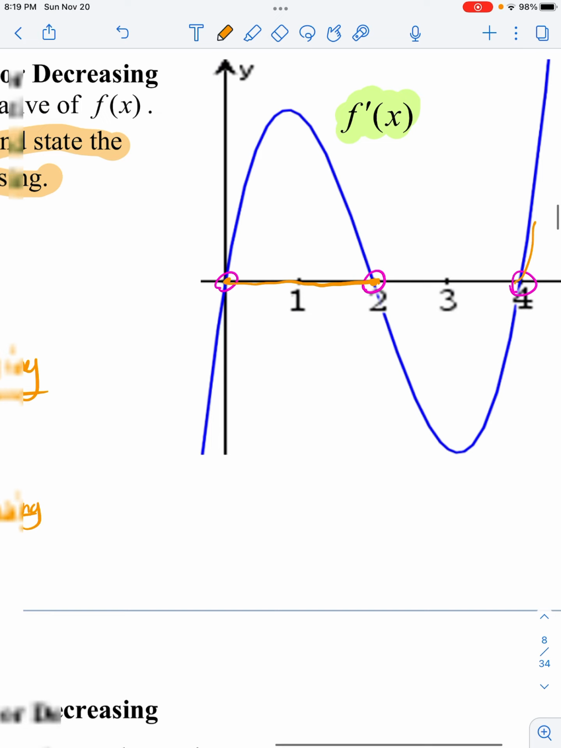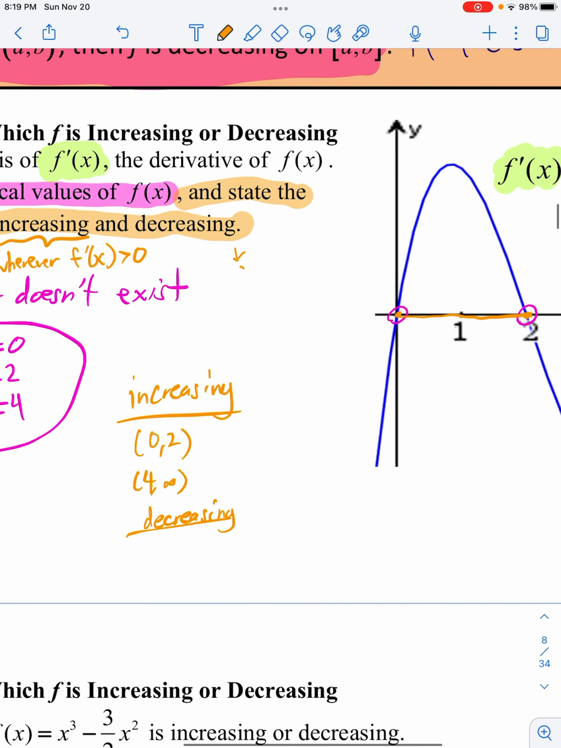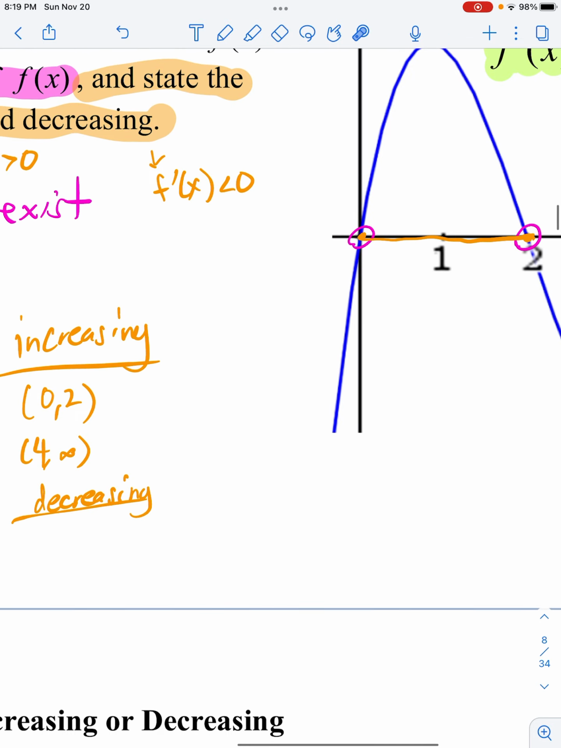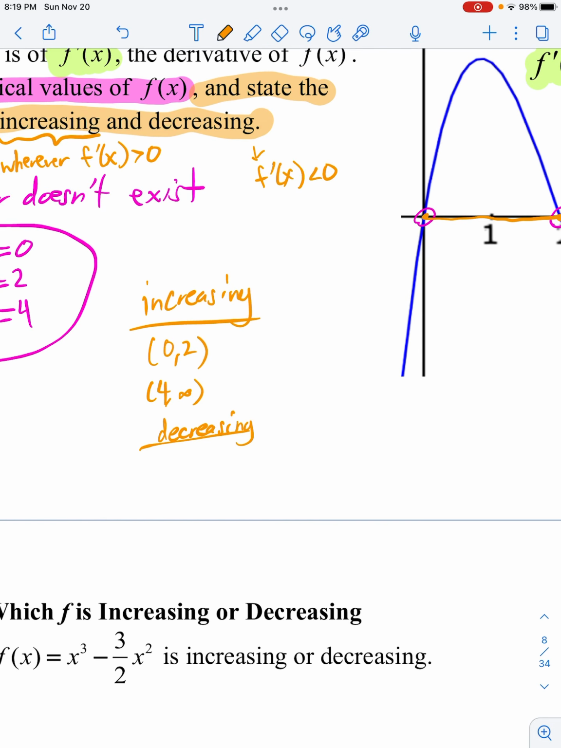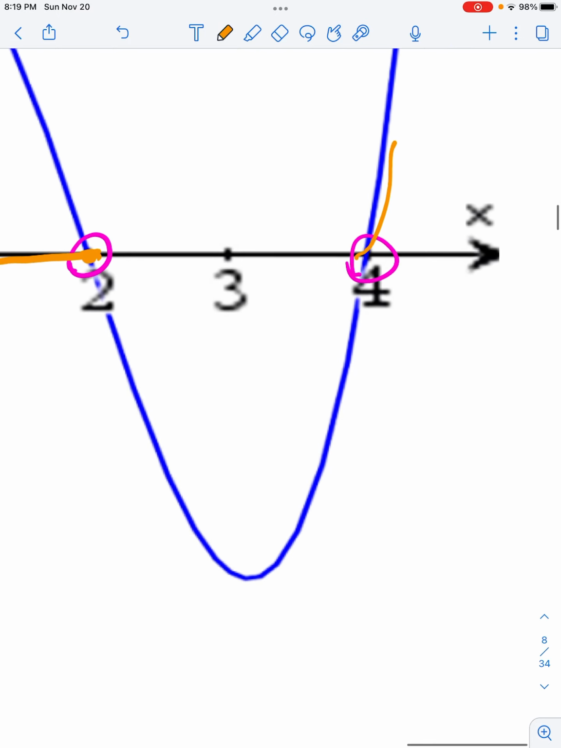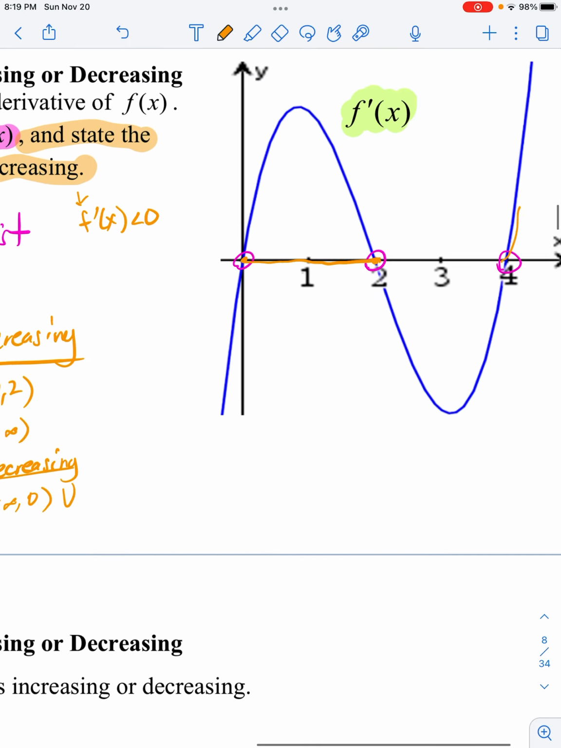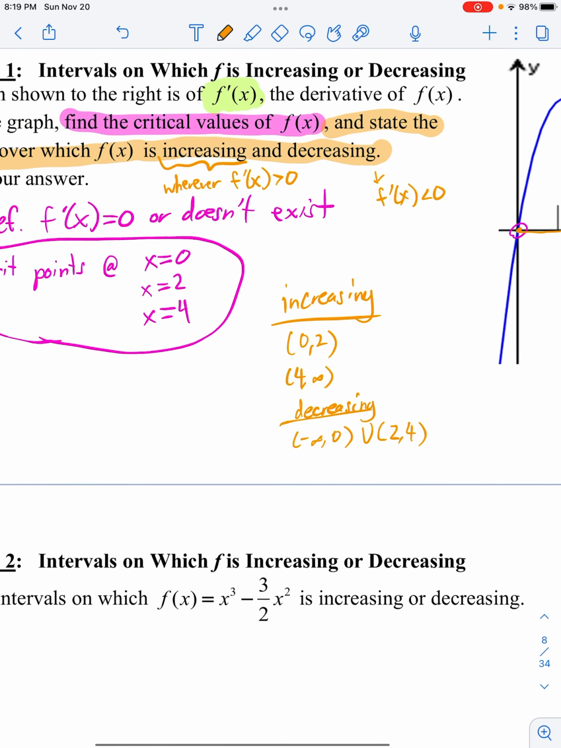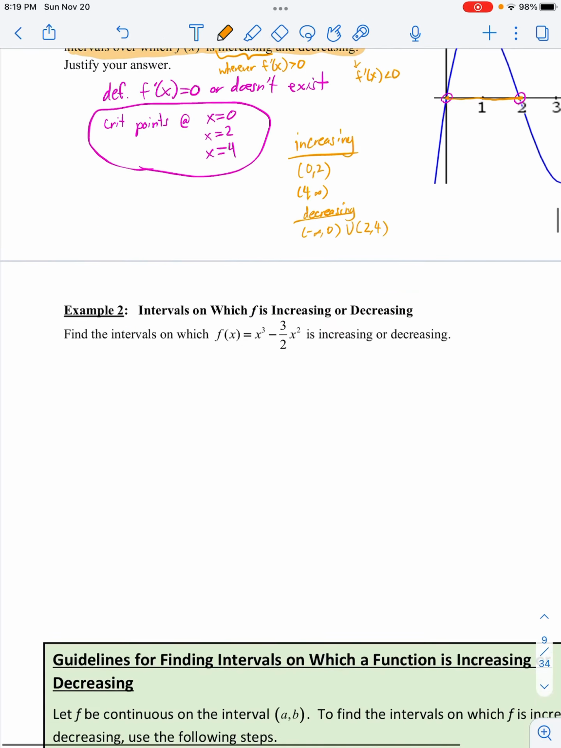It's going to be decreasing wherever f prime of x is less than 0. So here's the graph of f prime. Wherever this graph is below the horizontal axis is where f is decreasing. So negative infinity to 0, I guess I should probably use a union symbol, union, and then 2 to 4, right? It's below the x-axis from 2 to 4. There you go, and that problem's done.